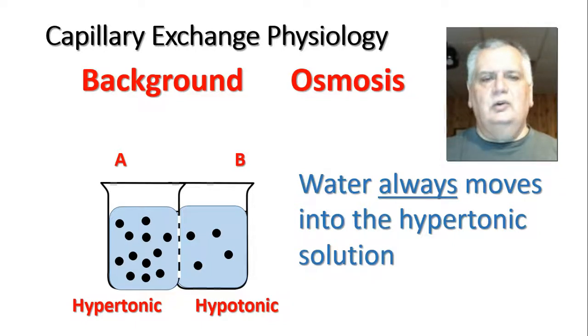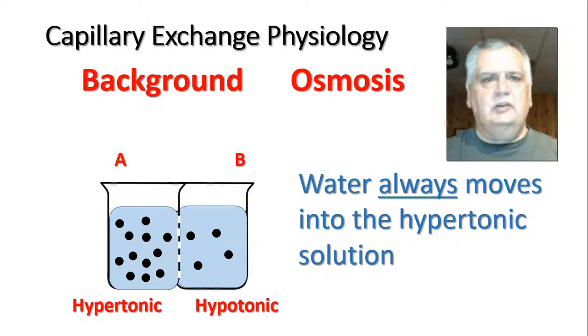Well, if we look at Beaker A, we can see the amount of solute in there. And remember, solute is matter. Matter has mass and takes up space. So the solute and the water molecules cannot take up the same space. The more solute you have, the less room there is for water molecules. So in Beaker A, there has to be fewer water molecules than in Beaker B, because Beaker B has less solute, so there's more room for water molecules.